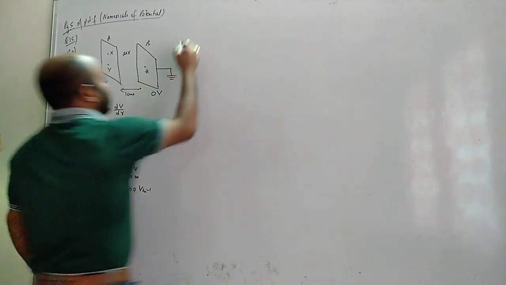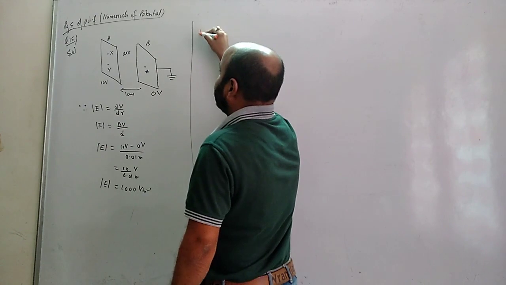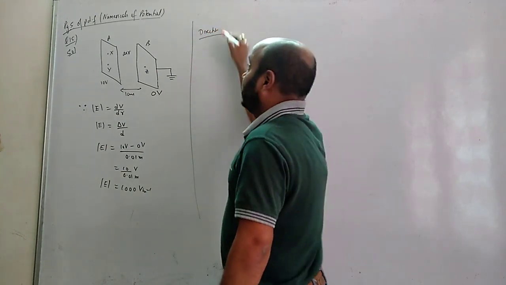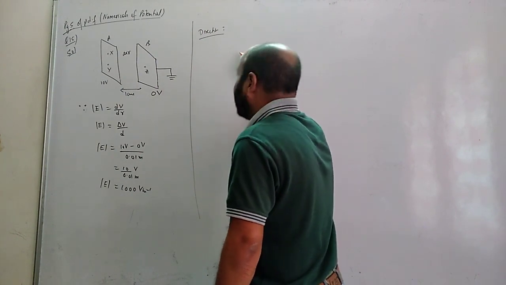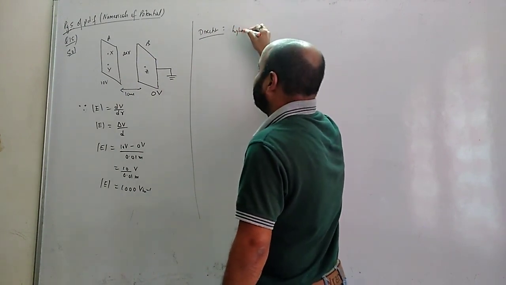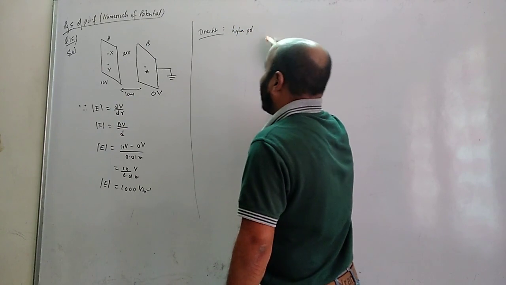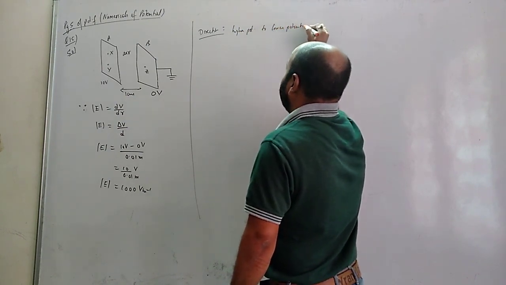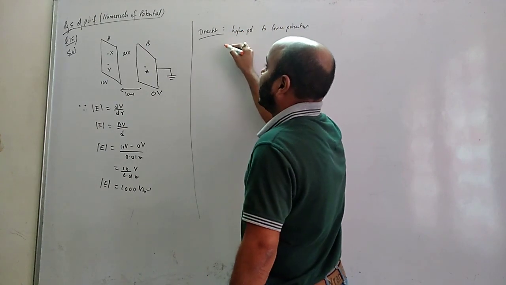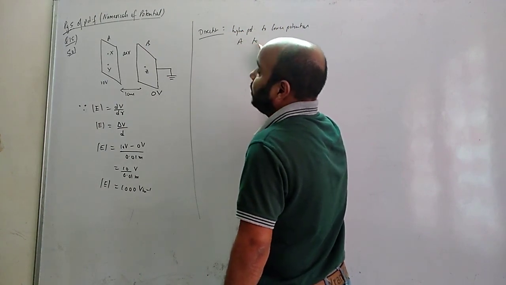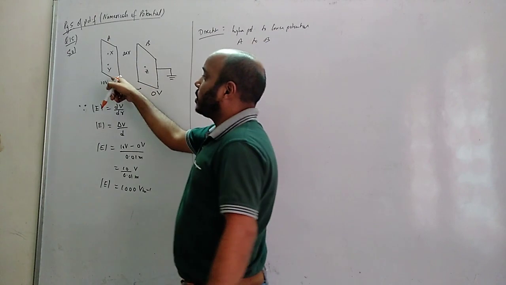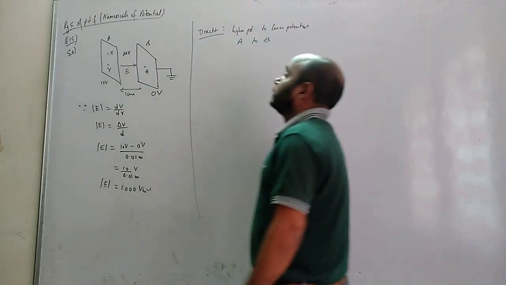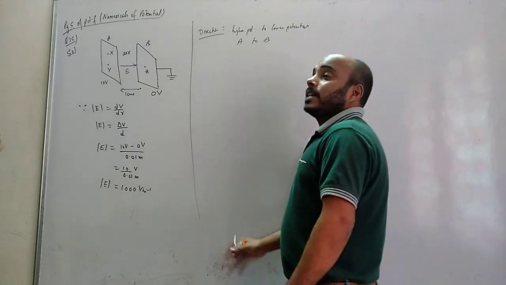Now, how to get the direction? The direction of electric field is from positive to negative, that is, from higher potential to lower potential. That means the electric field is directed from A to B. The higher potential is this plate, the lower potential is this one, so the electric field is in this direction. Clear? Now go to the second question.